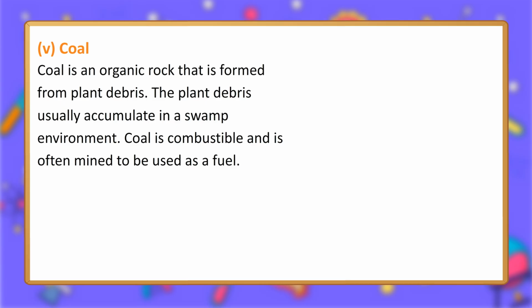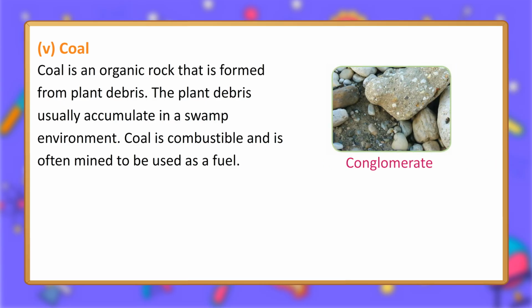Coal. Coal is an organic rock that is formed from plant debris. The plant debris usually accumulate in a swamp environment. Coal is combustible and is often mined to be used as a fuel.